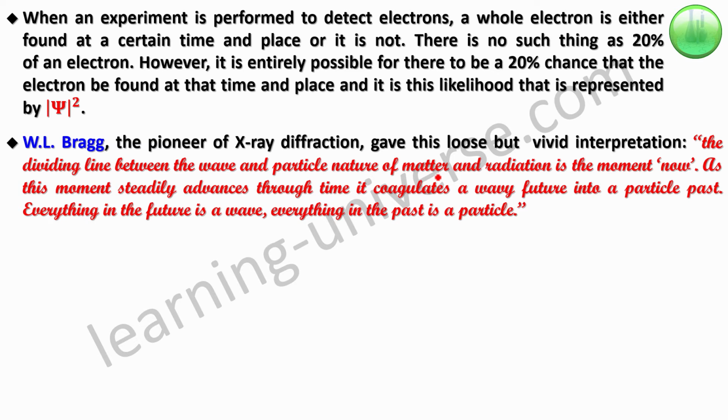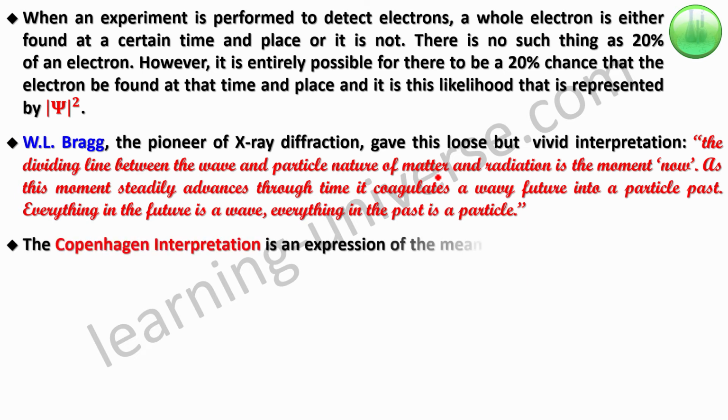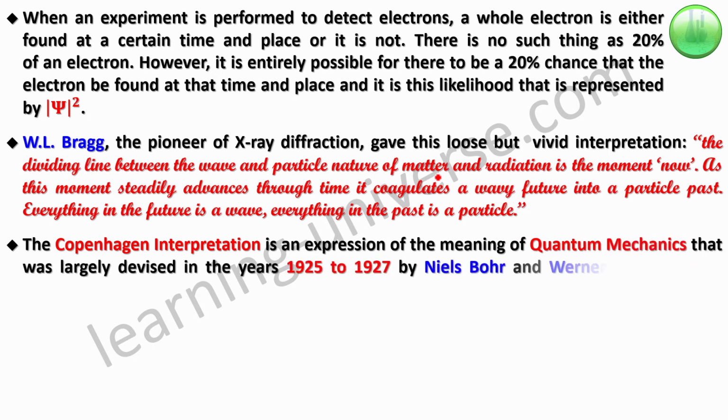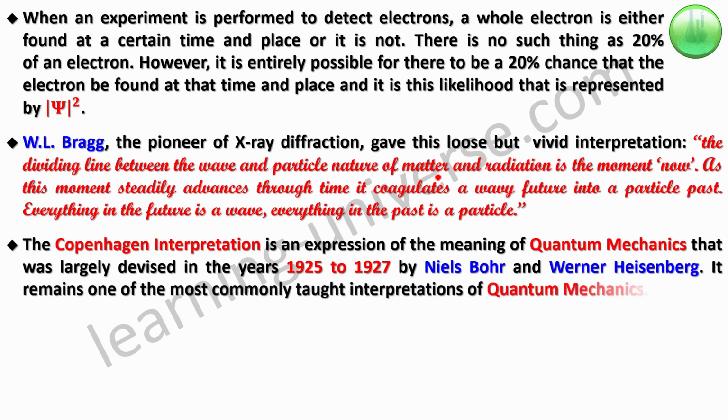And all of this in quantum mechanics was comprehensively put in what is known as the Copenhagen interpretation, because Niels Bohr was working in his institute in Copenhagen and Werner Heisenberg was his assistant. So the Copenhagen interpretation is an expression of the meaning of quantum mechanics that was largely devised in the years 1925 to 27 by Niels Bohr and Werner Heisenberg.